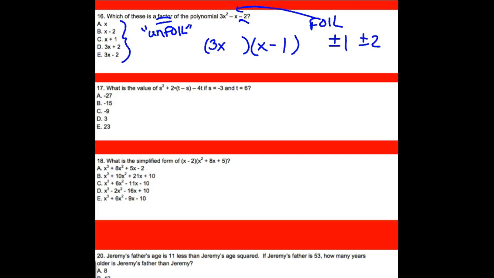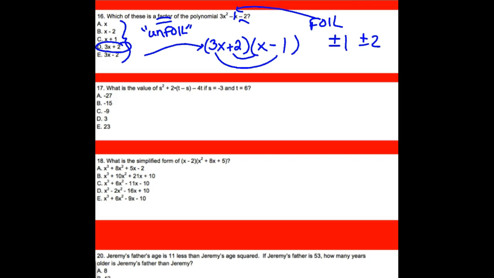In doing so, what you should do is always check that O and that I. Minus 3x plus 2x does give me minus 1x. So you're going to have to spend a little time trying to unFOIL that. D would be the correct answer.